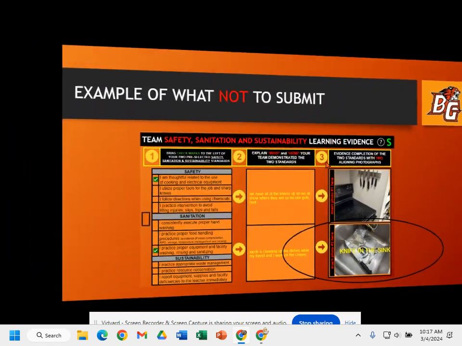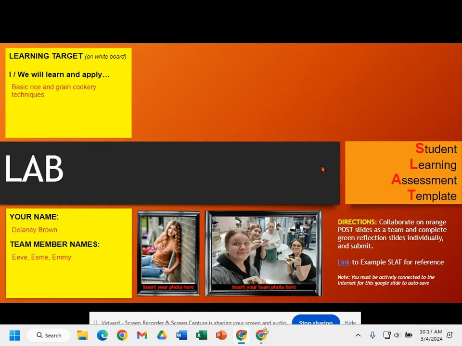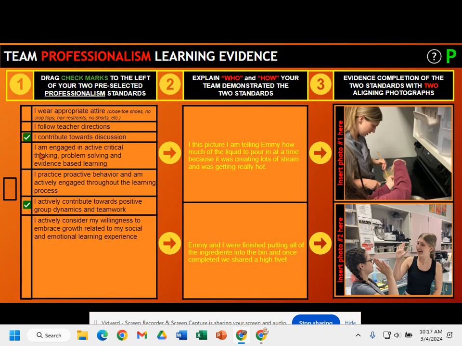The goal is for you to be able to demonstrate learning in the class as it relates to P being professionalism. So you would select and move the green check boxes to the particular standards that you as a team decided to focus on for this particular week. In this case, Delaney and her team selected to contribute towards discussion. So they showed that collaboration and conversation that's happening. And then again, if you look at the top of the screen, it gives you directions left to right on exactly how to complete the SLAT. You identify the 2 standards that you agreed on in advance to doing the competency. So when I give you the recipe on Tuesday, you're going to go ahead and identify these standards and focus on taking pictures that evidence the standards.